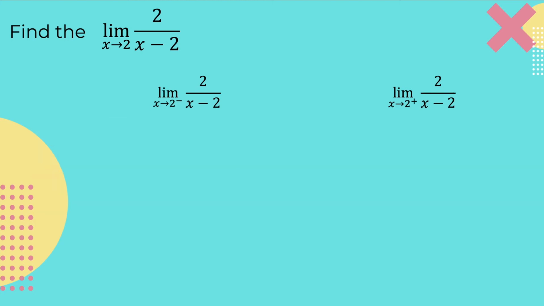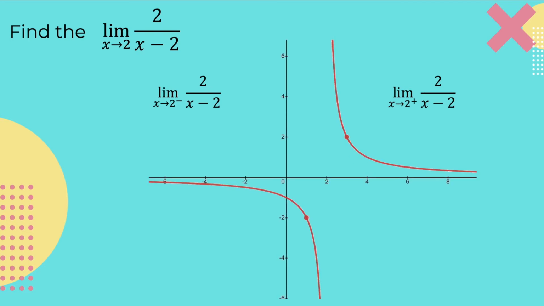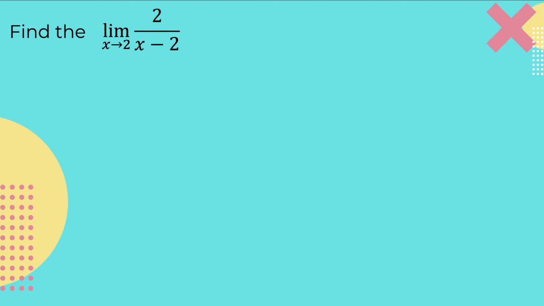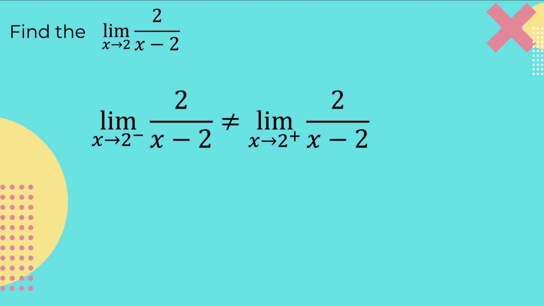Now, let's analyze the graph of the function. Analyzing the graph of the function, we can say that the left-hand limit of the function approaches negative infinity, whereas the right-hand limit of the function approaches positive infinity. Since the left-hand limit is not equal to the right-hand limit, therefore, we can say that the limit does not exist.